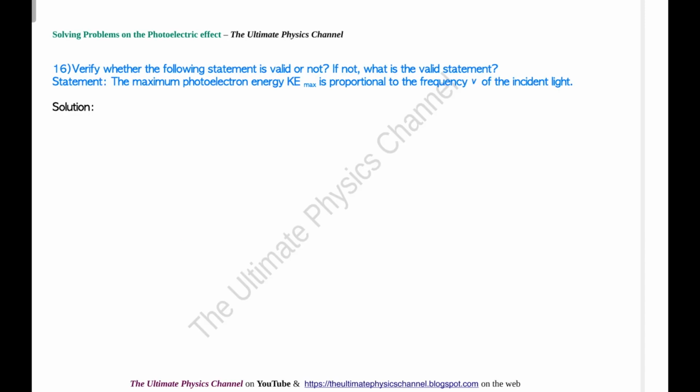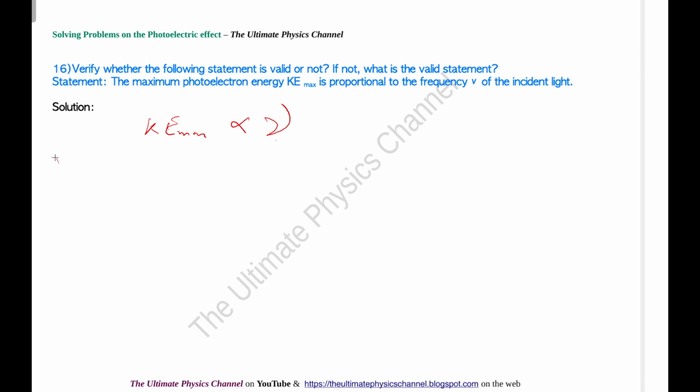Verify whether the following statement is valid or not. If not, what is a valid statement? The statement is: the maximum photoelectron energy Ke max is proportional to the frequency nu of the incident light. This is the statement that is given. Is it correct to say this? That is the question. The answer is no. This is not directly proportional to nu itself.